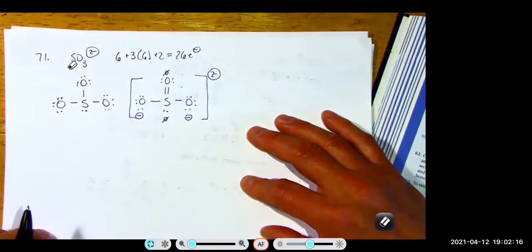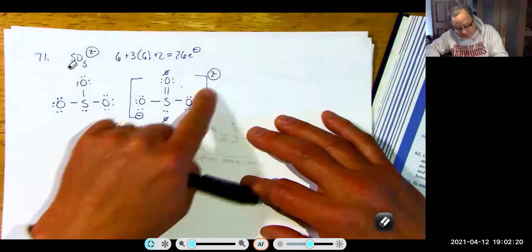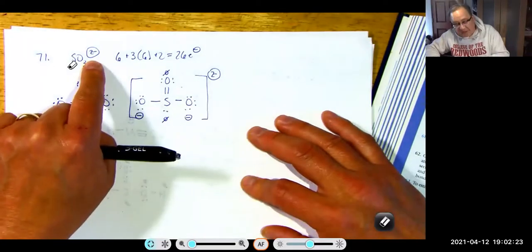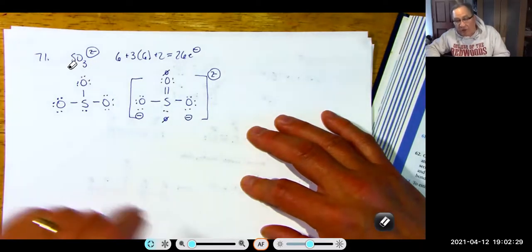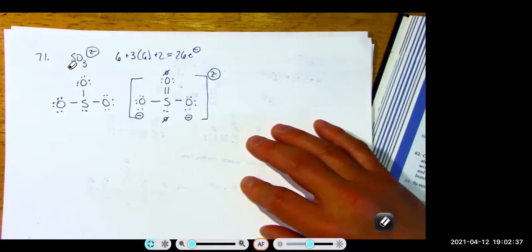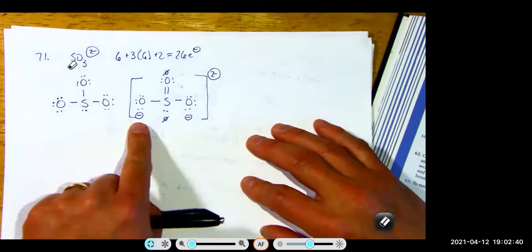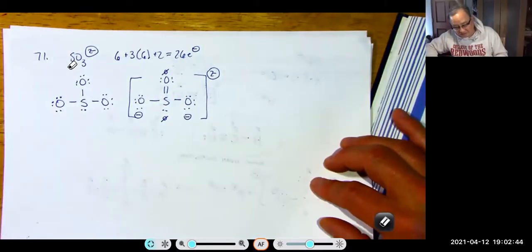Right. And let me tell you, when we have a -2 charge on this, we're going to have either a -1 and a -1 somewhere on it, or a -2 somewhere. What do we think of the idea of having a -2 somewhere? We don't like it. So here, this is about the best you can do.